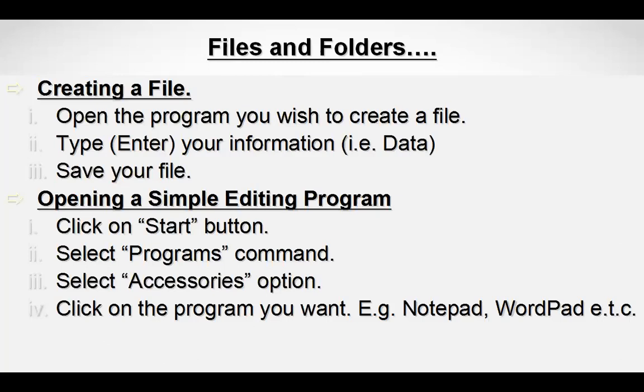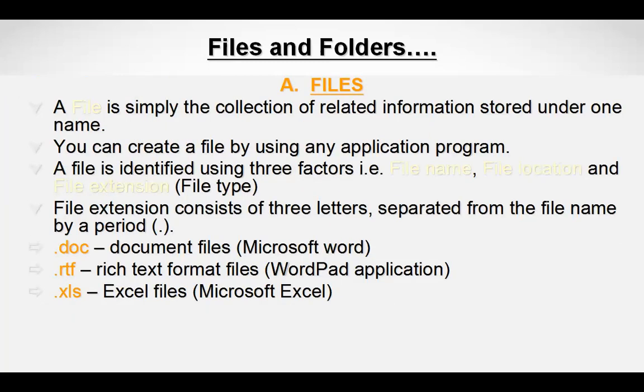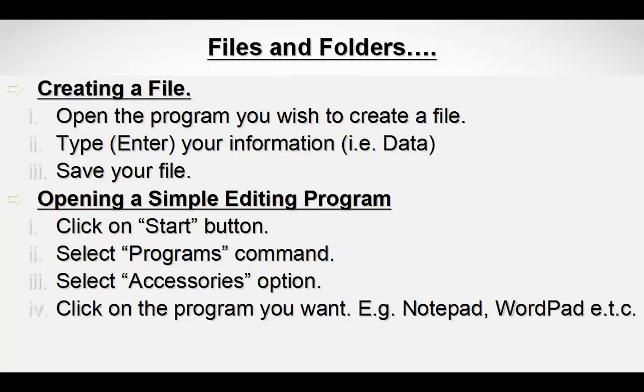Moving on, let's see how you can create these files. First, you open the program, create a file, then you enter information, then you save the file. So that's how to create it. Open the editing program by clicking on the start button. Select the programs option, and select the accessories option. Then click on the program you want. For example, maybe you want WordPad and the others.